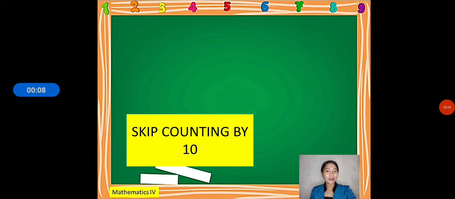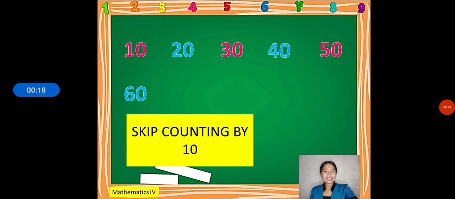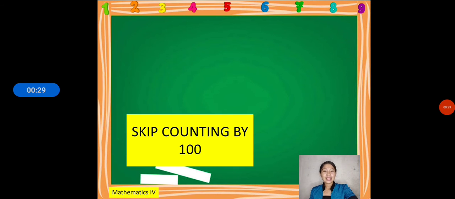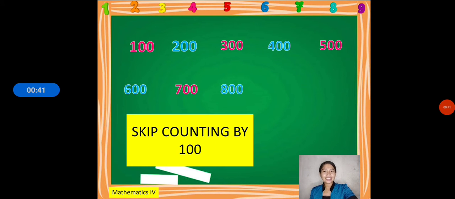Okay, let's start skip counting by 10. 10, 20, 30, 40, 50, 60, 70, 80, 90, and 100. Now let's proceed to skip counting by 100. 100, 200, 300, 400, 500, 600, 700, 800, 900, and 1,000. Later, we will encounter those numbers in our discussion.